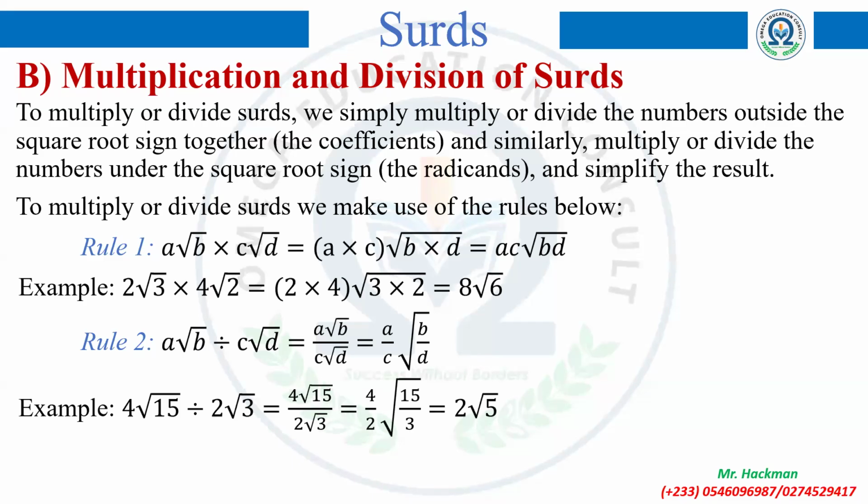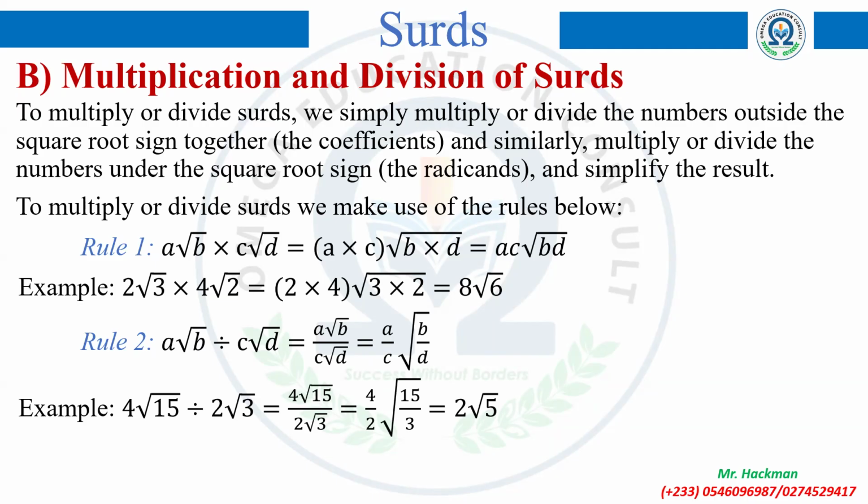So to multiply or divide surds, we simply multiply or divide the numbers outside the square root sign, which we call the coefficients of the surd. Similarly, we multiply or divide the numbers under the square root sign, which we call the radicands. After your multiplication, you simplify your result. This is all about it.